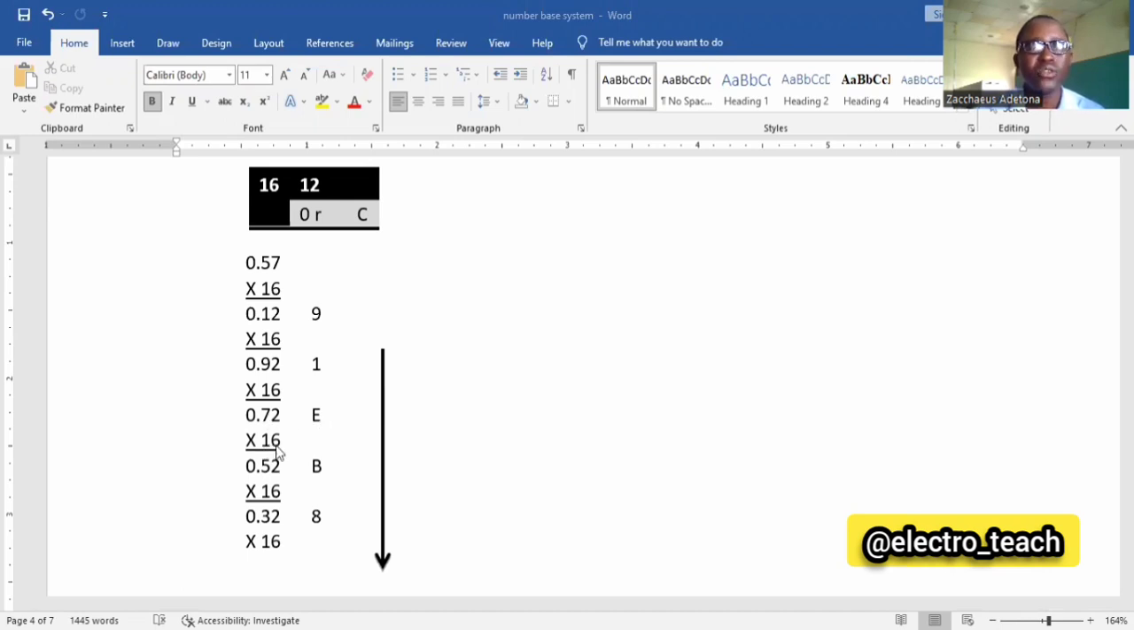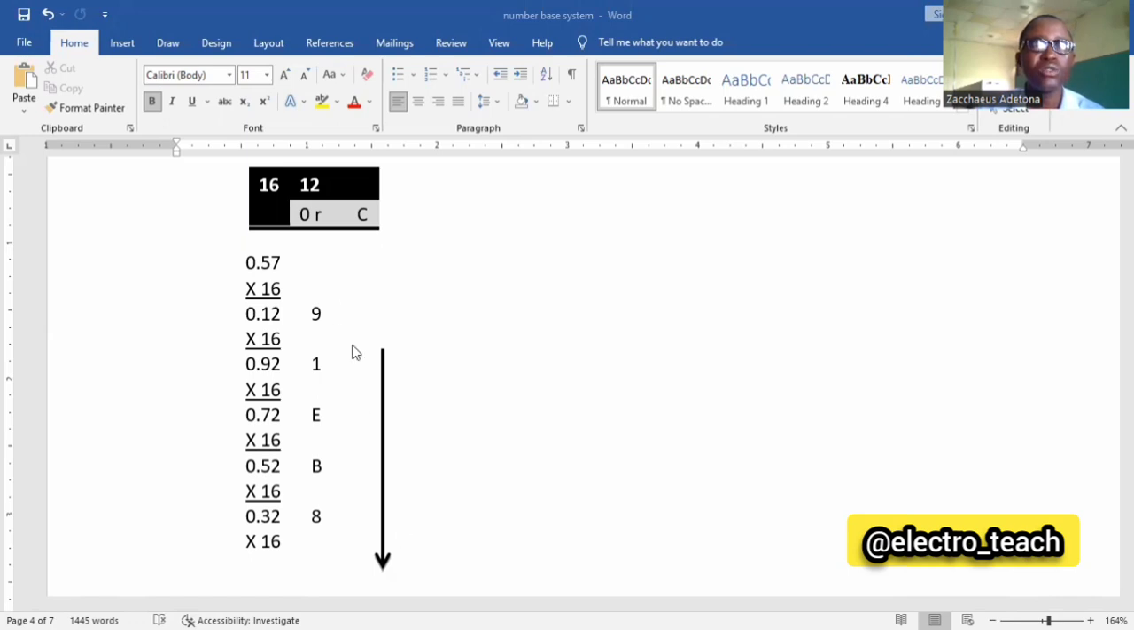Now we go ahead again, 0.72 times 16, that gives us around 11.52. That 11 is represented as B, we will not write 11. So we write B and retain the decimal inside. Continue again, we multiply the decimal by 16. Then we get 16 times 0.52, that gives us about 8.32. So we bring the whole number out and retain the decimal inside.